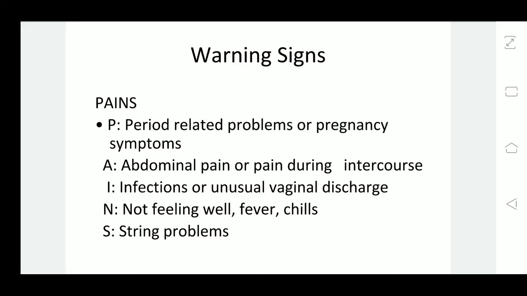And then any problem associated with the string, that means the string is the tail of the IUCD which is hanging outside the external os. Generally you will be retaining about 2.5 to 3 centimeters and cutting it off. You explain to her even before that, when the strings are cut, the cut part is given to her and she is made to palpate it, feel how it feels, and she is supposed to feel the same in the vagina. That is when she is feeling for the string to know that it is there. So if she can no longer feel the presence of the string or tail of IUCD in the vagina, she must come.